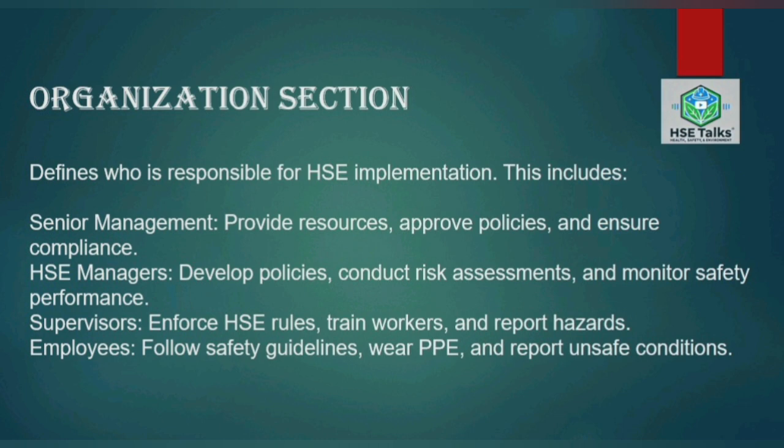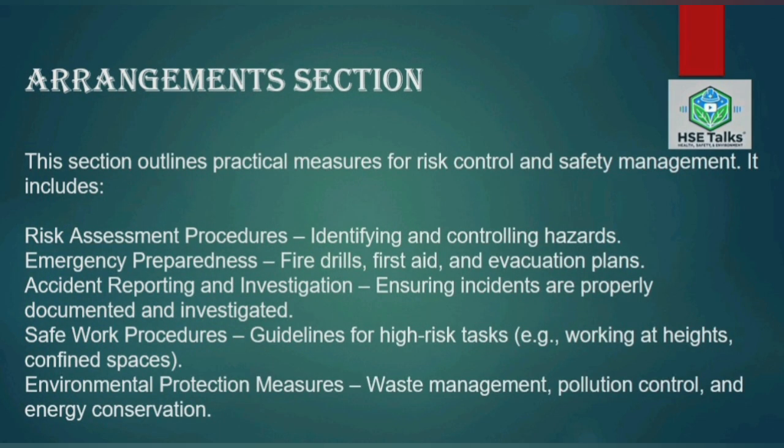So now we can talk about the arrangement section, the third section in the HSE policy. This section outlines practical measures for risk control and safety management. It includes risk assessment procedures, identifying and controlling hazards, emergency preparedness, fire drills, first aid and evacuation plans, etc. Accident reporting and investigation, ensuring incidents are properly documented and investigated. Safe work procedures, guidelines for high-risk tasks, for example, work at heights, confined space. And last point, environmental protection measures, waste management, pollution control, and energy conservation.